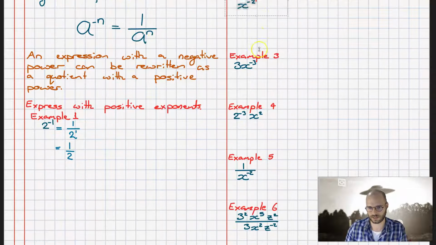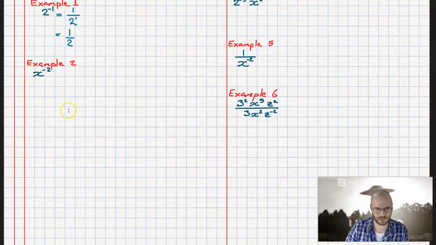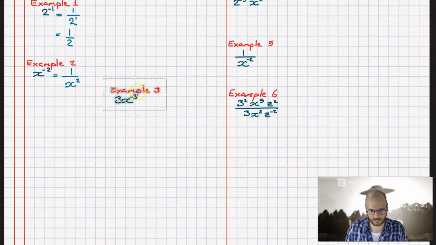Now let's turn our attention to example 2. In example 2 we have x to the power of negative 2. Once again, we're going to use this transformation to rewrite this as a positive index. So we're going to get x to the 2, so we get rid of the negative, and then we stick it over 1. And thus, we've just changed x to the negative 2 into a positive exponent, 1 over x squared. So nice and simple.